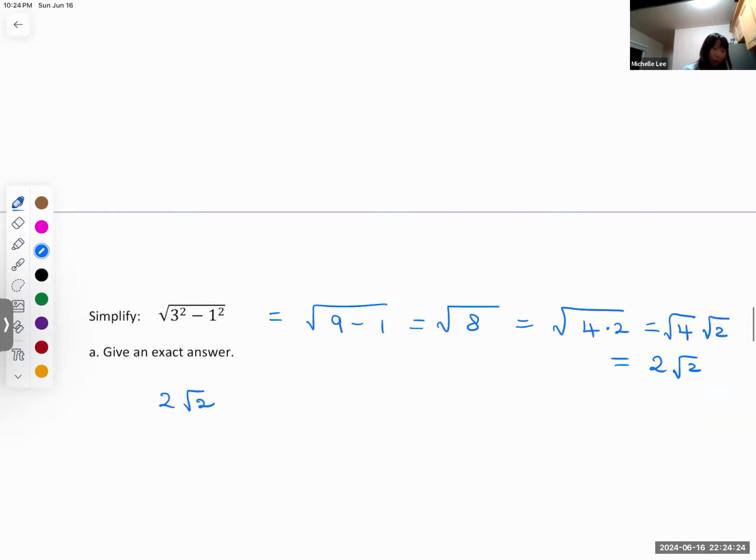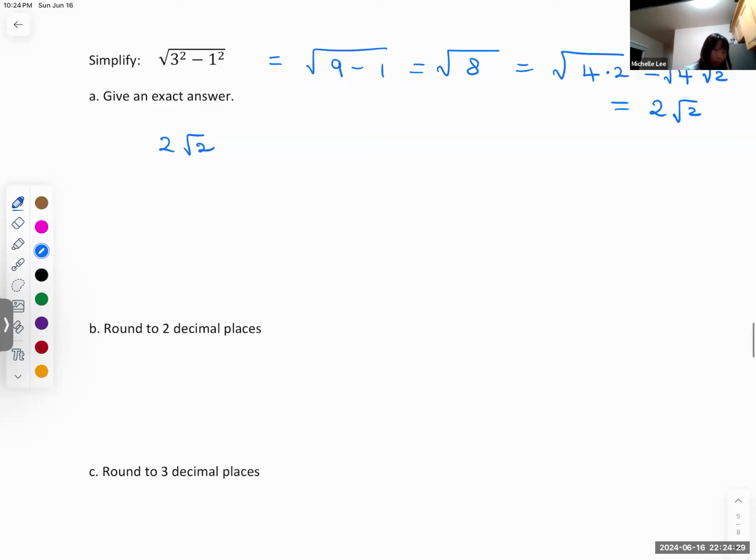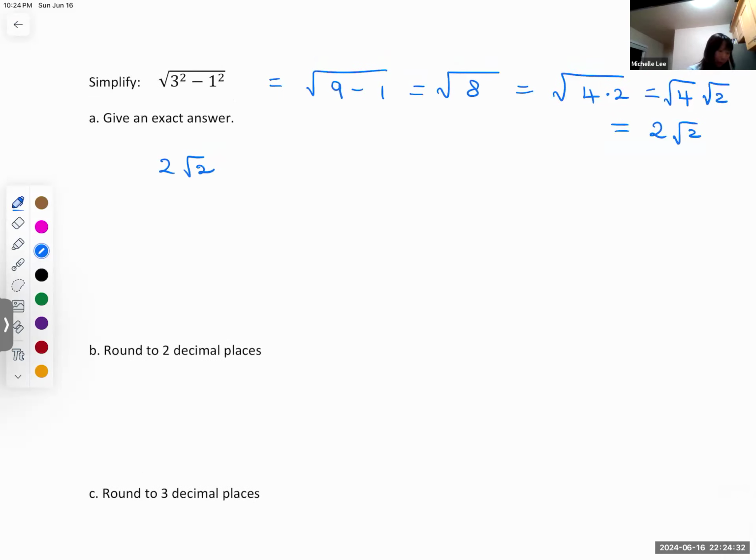Okay, round to 2 decimal places. Okay, 2 square root of 2, which is 2.828. So we're looking at the second digit. We want the answer to 2 decimal places. That means we're looking at the third one. So 8 is greater than 5. Round up. Round up means we give it to the 1. So we will get 2.83.